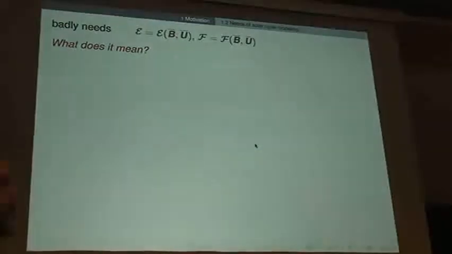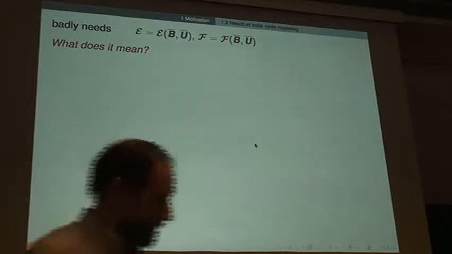This program with respect to mean field dynamo theory badly needs these two expressions, the mean electromotive force and the mean ponderomotive force, both expressed by the mean magnetic field and the mean flow. And okay, this looks nice, and you might say, if we don't have any plans for this afternoon, then let's derive these. But what does this really mean?